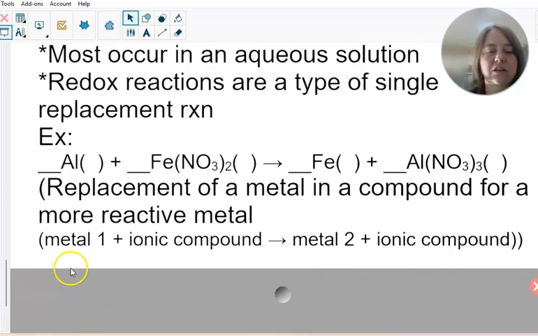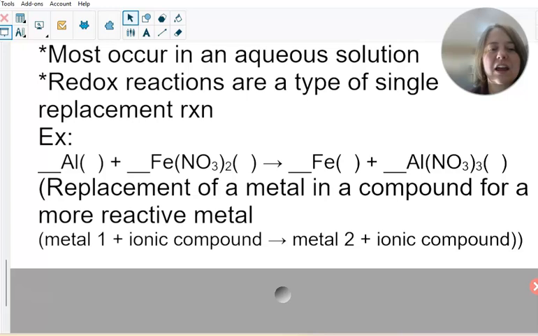And please write this down as well. You have metal 1 plus an ionic compound reacts with metal 2 to form metal 2 plus a different ionic compound. So if we look here, aluminum is more reactive than iron, so it boots it out, and then iron will be just a regular element. It's on its own, and then aluminum forms the compound.